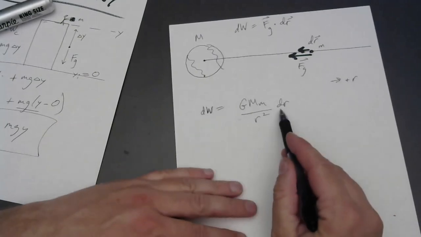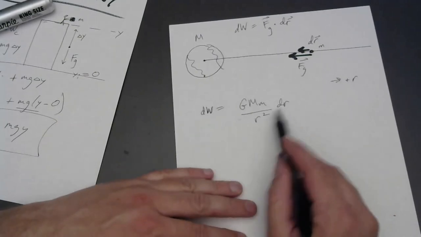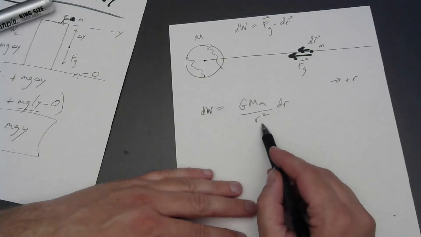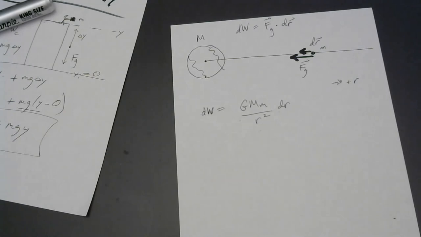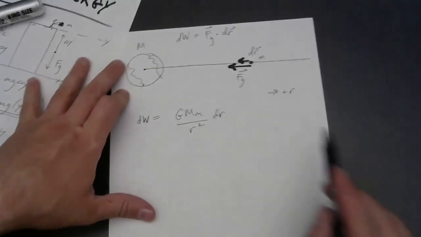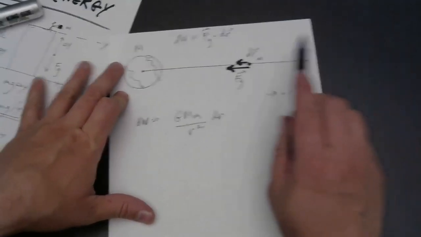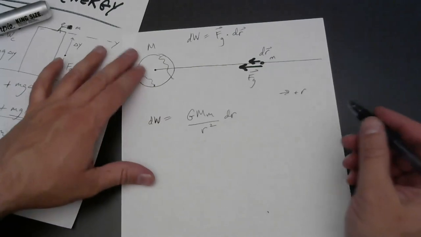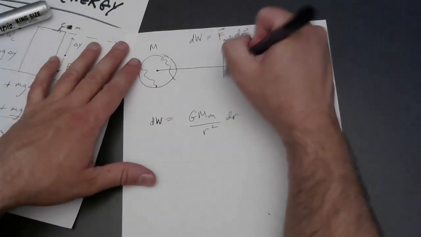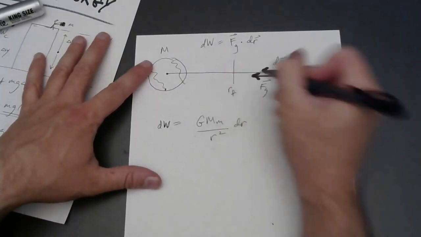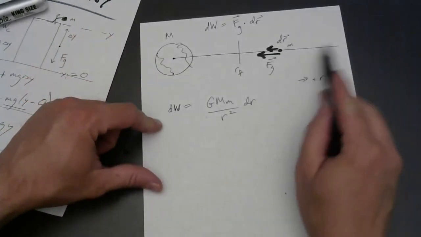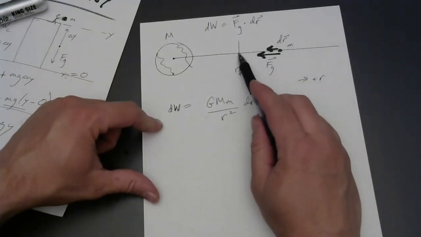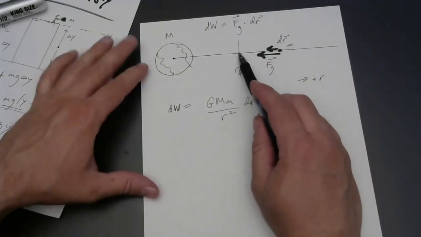Okay, so if you allow your object to fall through a tiny distance dr under the action of this force from gravity, then this product is the amount of work that gravity did just over that tiny displacement. But we would like to know the total work done as we let this object fall from infinitely far away to some specific value of r. So how about we imagine that it falls all the way to here? I'll call this the final distance r from the origin. We'd like to know what is the potential energy when your object has fallen down to right there. How much potential energy does it have?